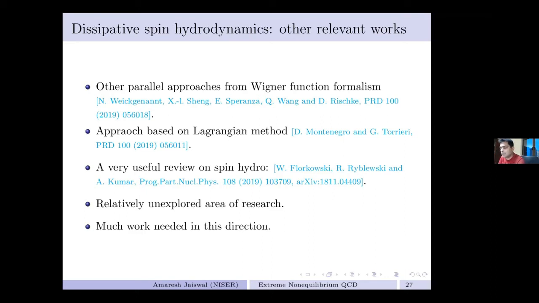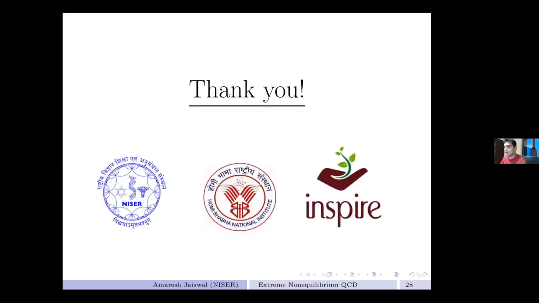After the formulation is done, one needs to apply the resultant hydrodynamic model to understand polarization observables in heavy ion collisions, and all this is really unexplored. There are several groups working in this direction. So thank you. I probably finished before time, but we have more time for discussion.